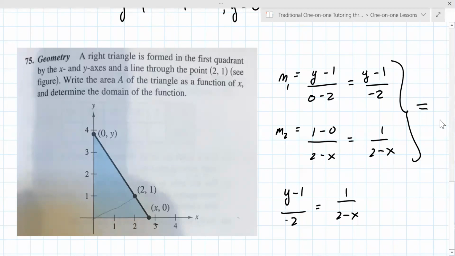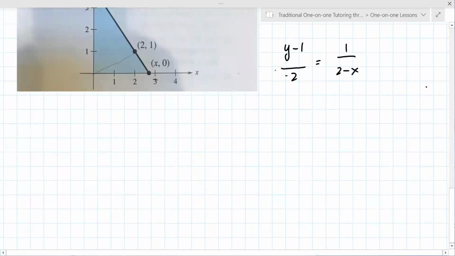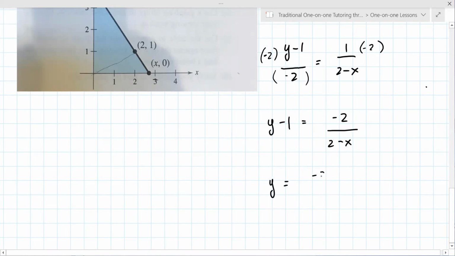Yeah. All right, so believe it or not, you can solve this for y. It doesn't look great, but you can. So you can clear this negative 2 by multiplying both sides by negative 2. You get y minus 1 equals negative 2 over 2 minus x. And then you can add 1 to both sides. You get y equals negative 2 over 2 minus x plus 1.